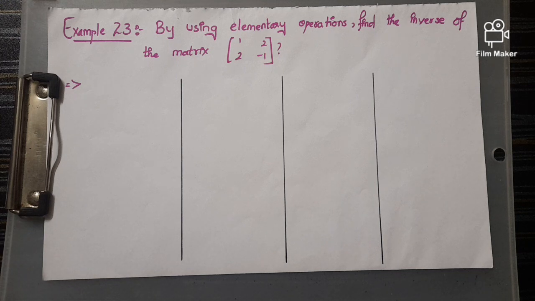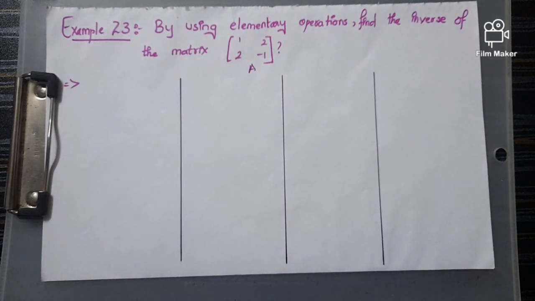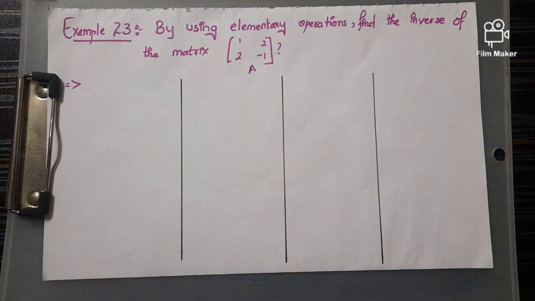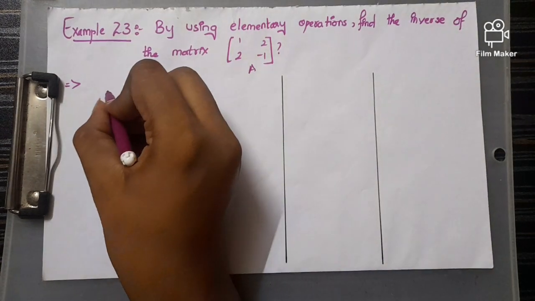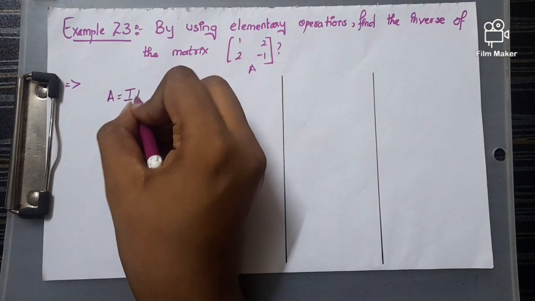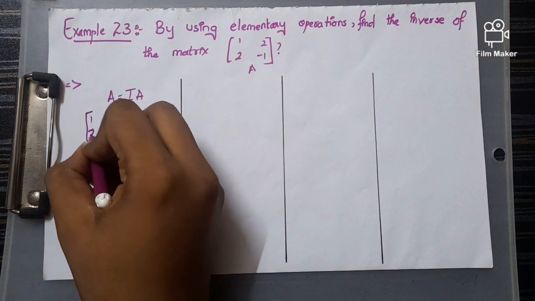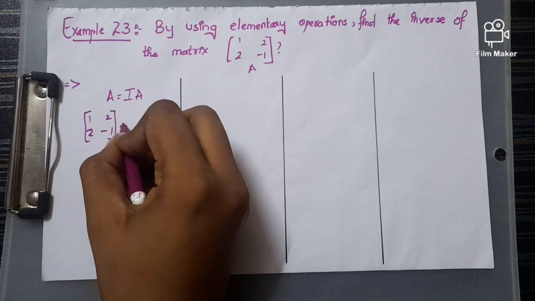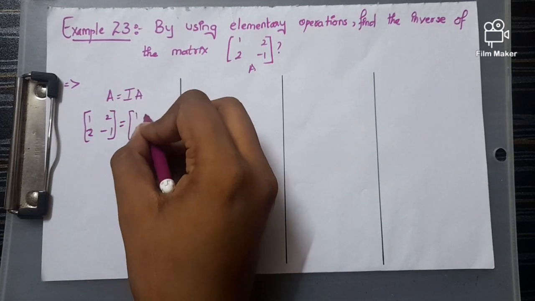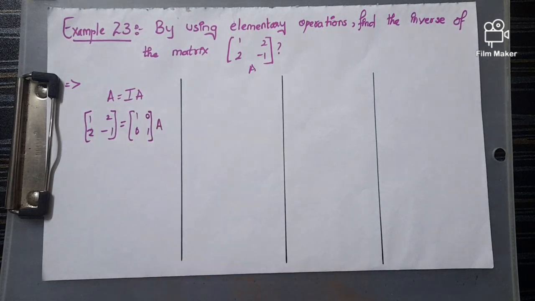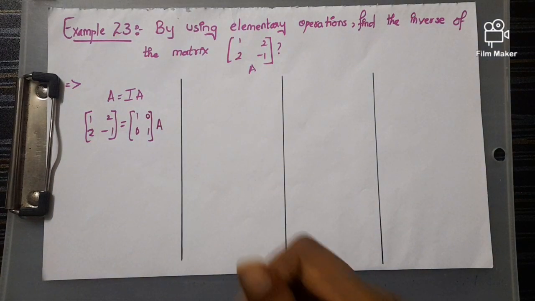Let this matrix be A. First, A equal to IA is the important first step that we need to write when you are going to solve using elementary operations. To find the inverse using elementary operations, your first and foremost step is A equal to IA. So A holds [1 2; -1 2]... that is equal to [1 0; 0 1] into A. Now your first step begins.